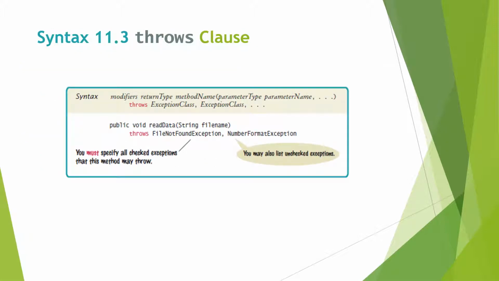So here is the syntax for a throws clause that you need to remember. As you see, you can throw more than one exception class after the signature of the method. If you want to list more than one, you need to separate them with comma. And as you see, you must specify all the checked exceptions that the method may throw, but you can also list some unchecked exceptions, but it's not necessary. But you may also list some unchecked exceptions like this one, number format exception.